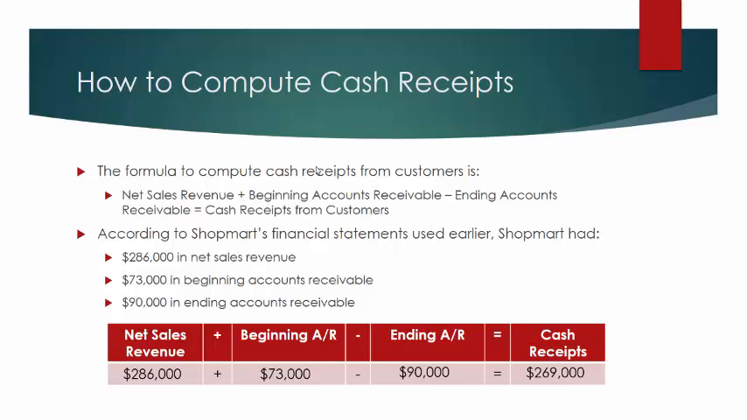So yes, the indirect method is a little awkward, for lack of a better term. It's strange the way that you need to adjust your net income. But in the long run, you will be able to compute your statement of cash flows in probably less than half the time as it would be for the direct method.